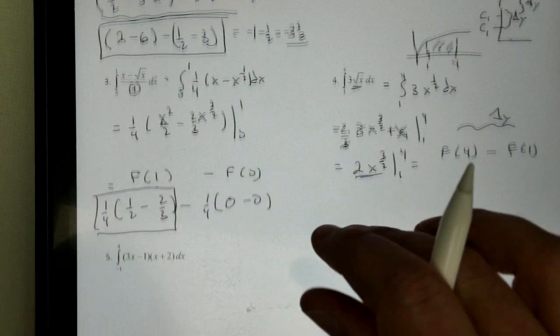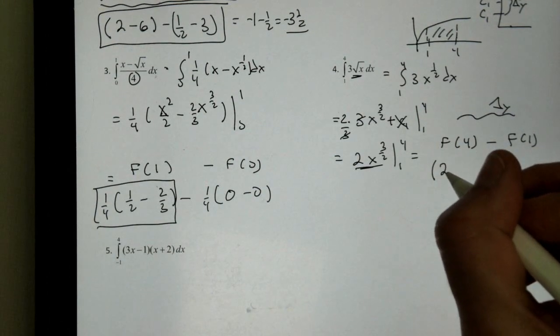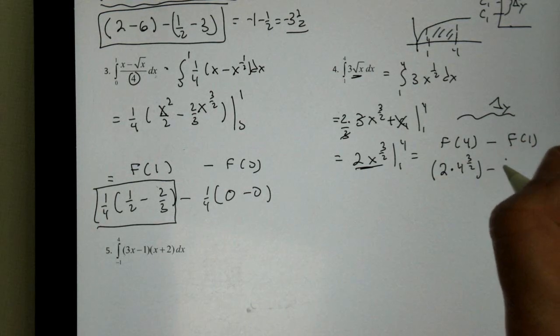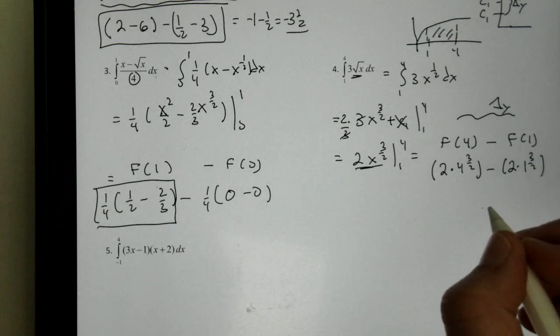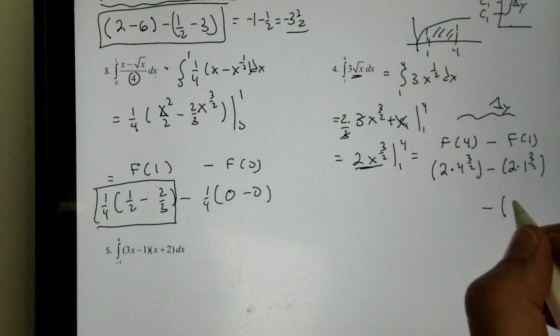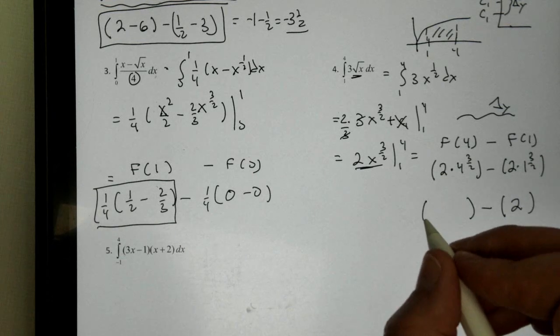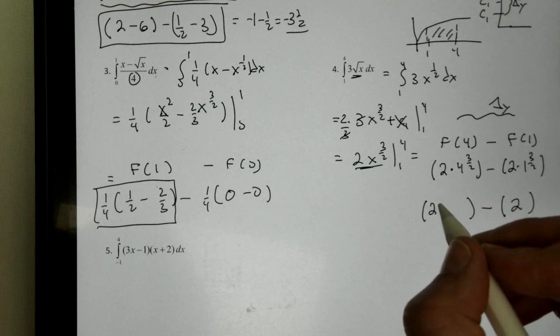So anyways, if we plug in the 4, we're going to get 2 times 4 to the 3/2 minus 2 times 1 to the 3/2. Now, we do expect you to be able to simplify it. The second one's easy. That's just 2, because 1 to the 3/2 is 1. But over here, we get 2 times, we should simplify this one.